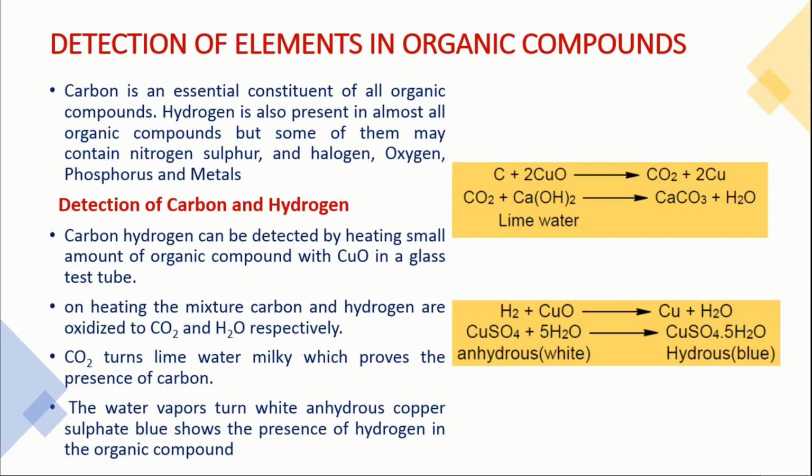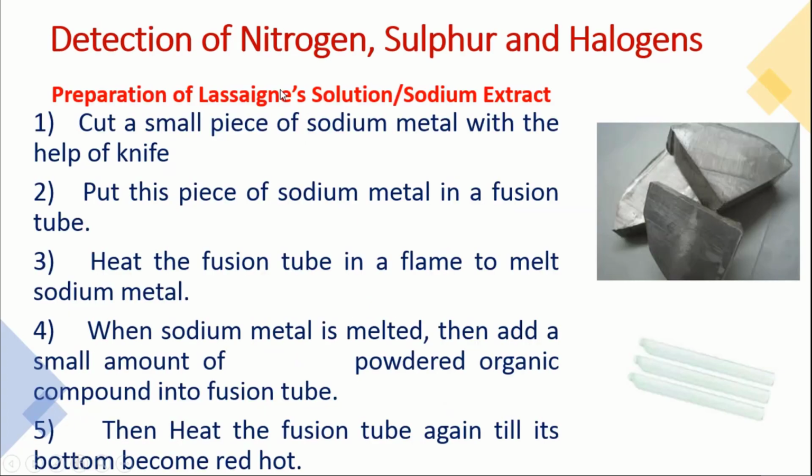Next, we know that other than carbon and hydrogen, some other elements may also be present. For example, there may be some nitrogen, sulfur and halogens. So for the detection of nitrogen, sulfur and halogens, we perform a special test, and this test is given in your lab experimental practical notebook for examination. This test is called the Lassaigne solution test, or you can say the sodium extract.